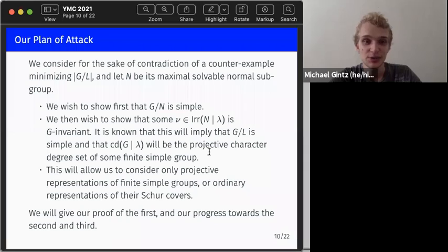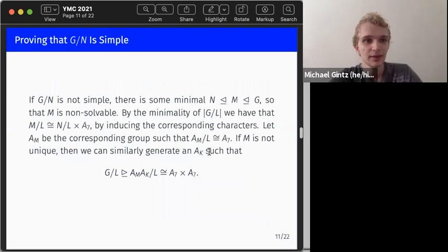And it's actually known that this will imply that G over L can be simple, and that CD of G pipe lambda will be the projective character degree set of some finite simple group. And this will allow us to consider only projective representations of finite simple groups, or ordinary representations of their Schur covers. And we've actually proved the first of these 3. And while we haven't proved the other 2, we've made significant progress, which is somewhat interesting. So we'll take a look at that as well.